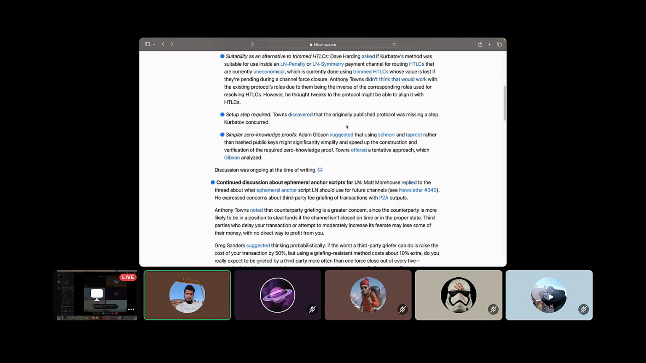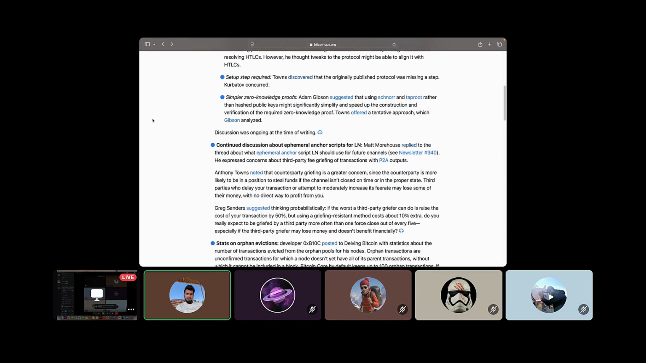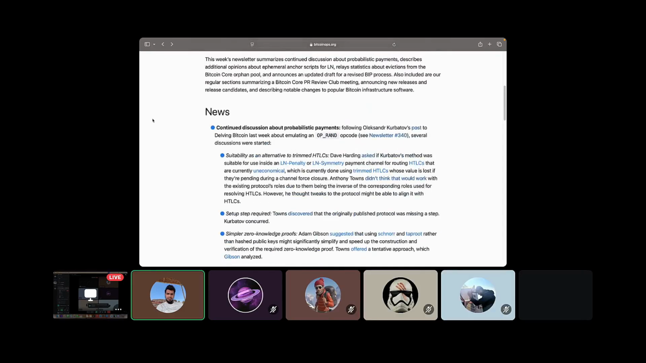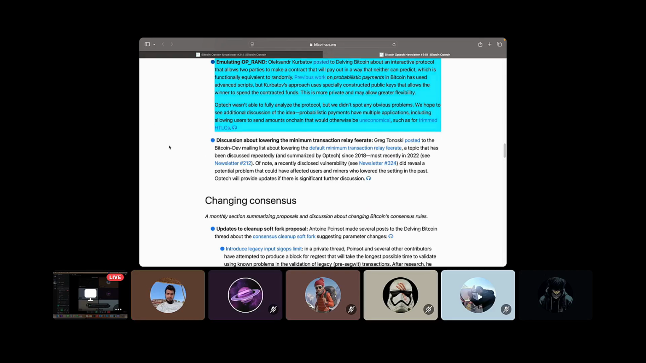And ironically, last week we did not cover both of these news articles because last week's newsletter was pretty mammoth in size, so we had to pick and choose, and we gave up these two news articles. So now we have an opportunity to go back and recap what these proposals were, and then continue from there onwards. So we'll first read what was mentioned in newsletter 340, that is last week.